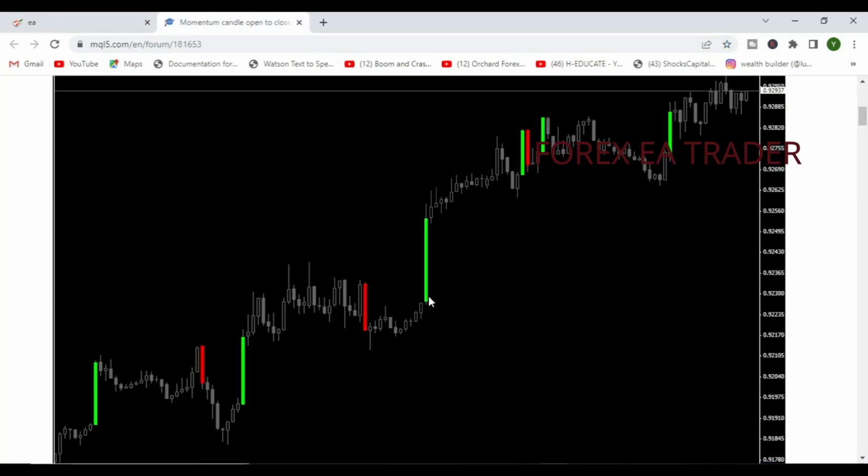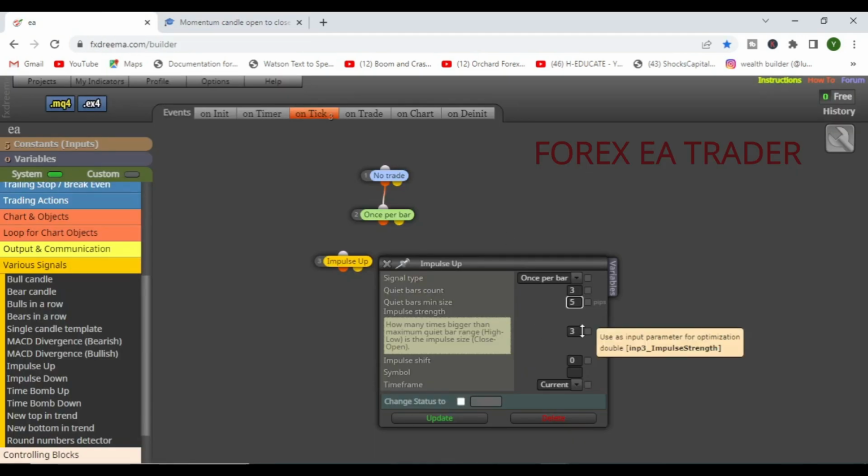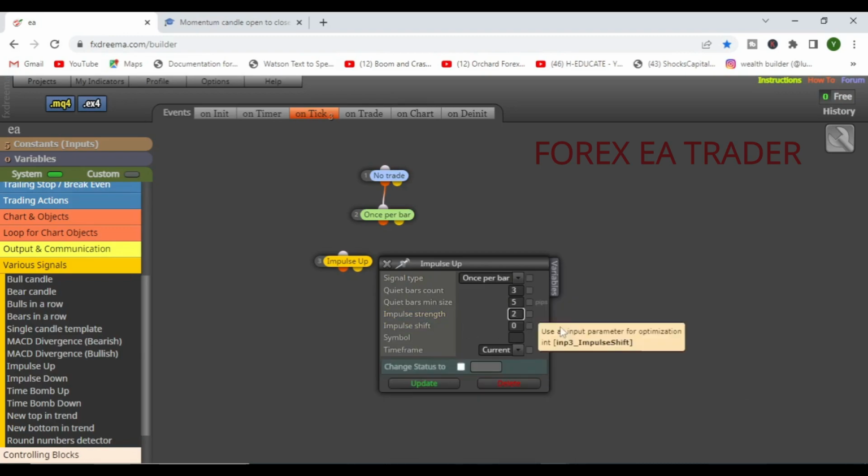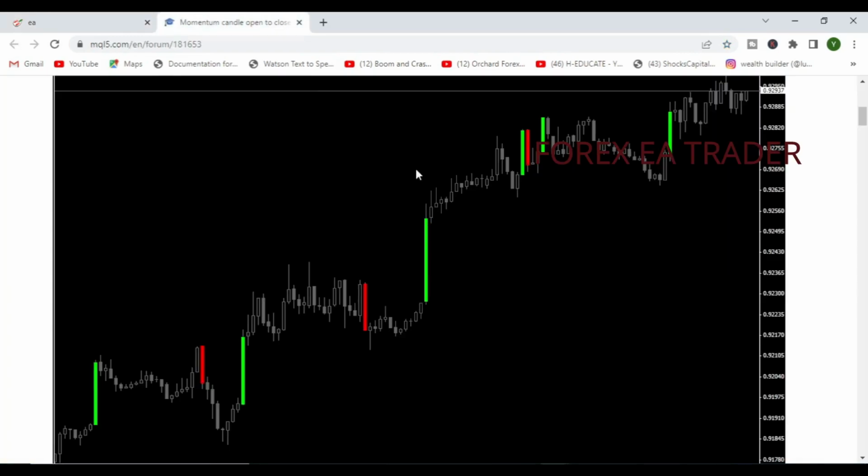So if this is the biggest candle of these quiet candles, I'll assume this is the biggest, and it's 3 times bigger, we know that we've got enough momentum to push to the upside. So you can leave it as the default 3, or you can make it 2 times bigger. It's up to you. Maybe you say 2 times bigger.